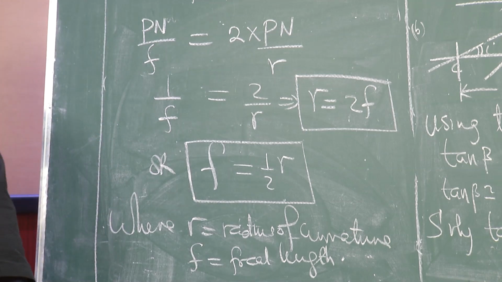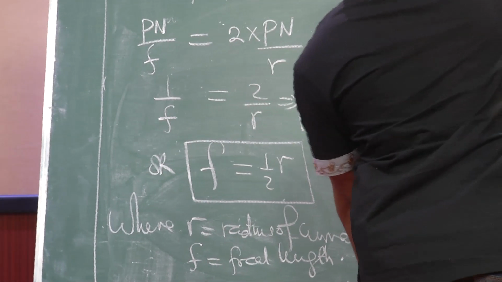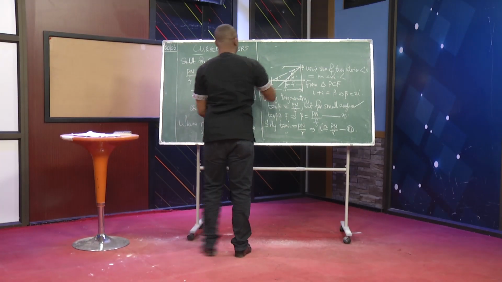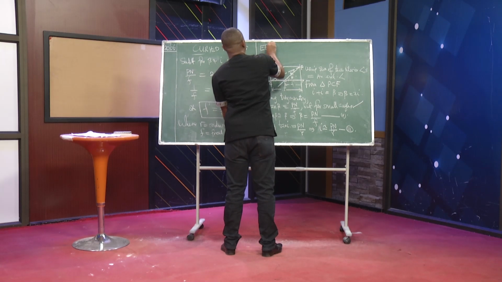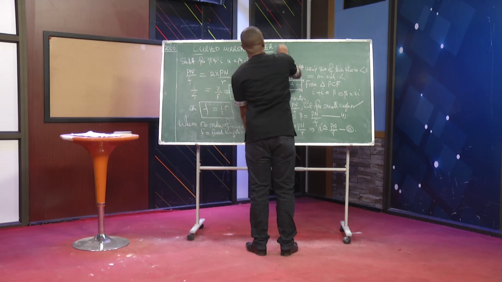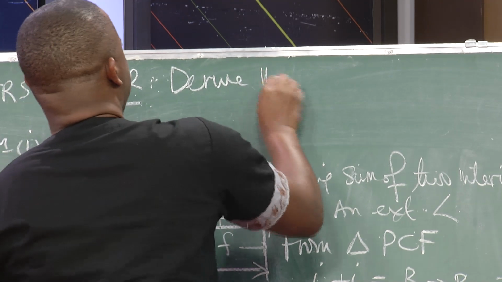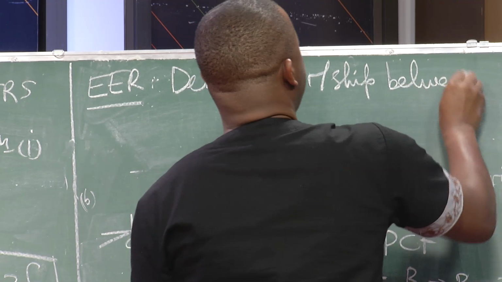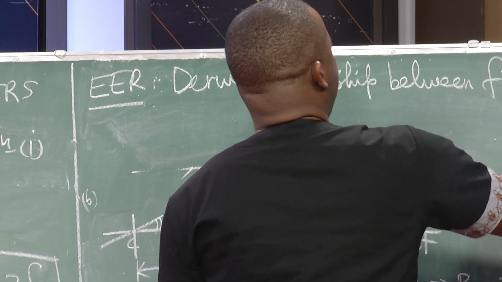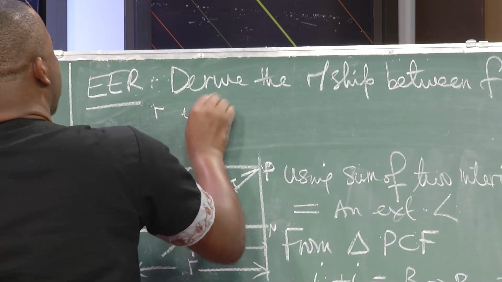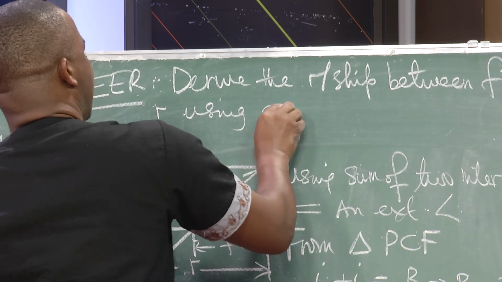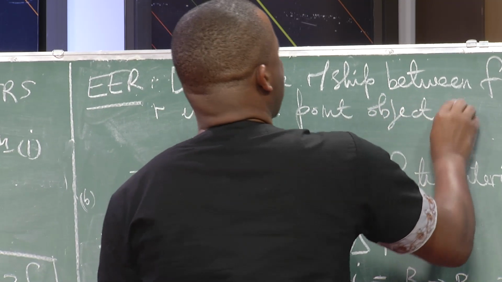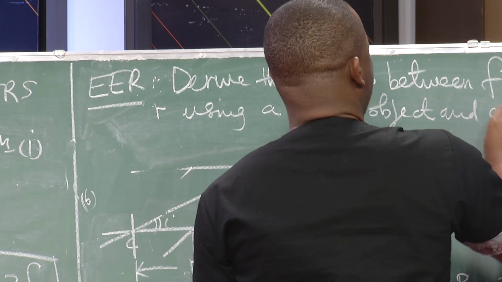My first assignment question is that you should derive this same expression, derive the relationship between F, the focal length, and R, the radius of curvature, using a convex mirror. My first assignment question here is that you derive the relationship between F and R using a point object and a convex mirror.